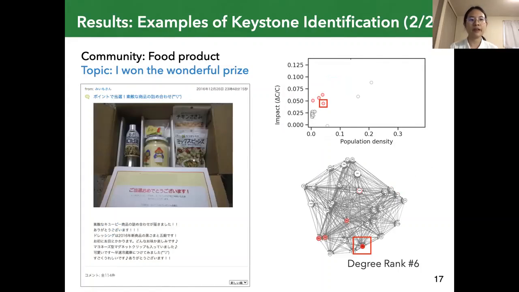Here is another example of a keystone thread that we found in the food product community. The topic is, I won the Wonder Food Prize. This thread is written by the lucky user who received a prize from the community owner. We found that this kind of topic tends to be detected as a keystone thread, and it appears frequently in many communities.